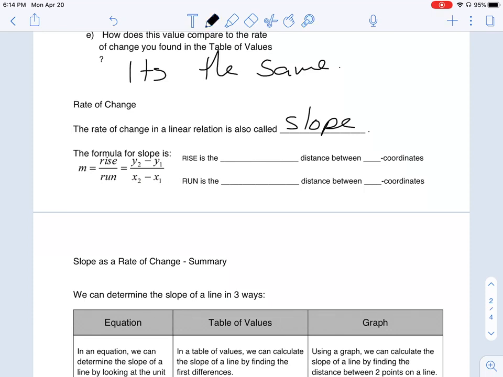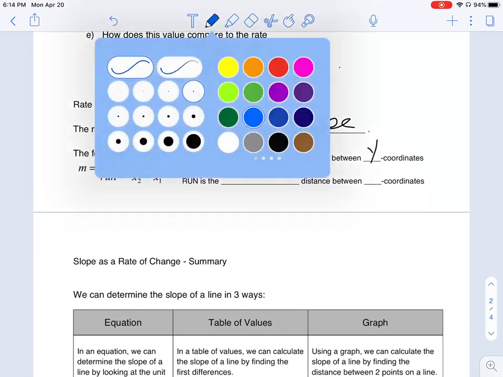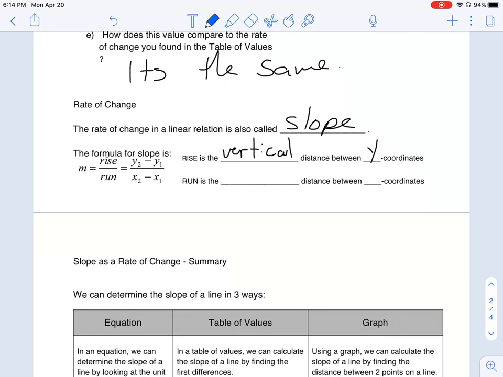So the rise is the vertical distance between Y coordinates. The run is the horizontal distance between the X coordinates.